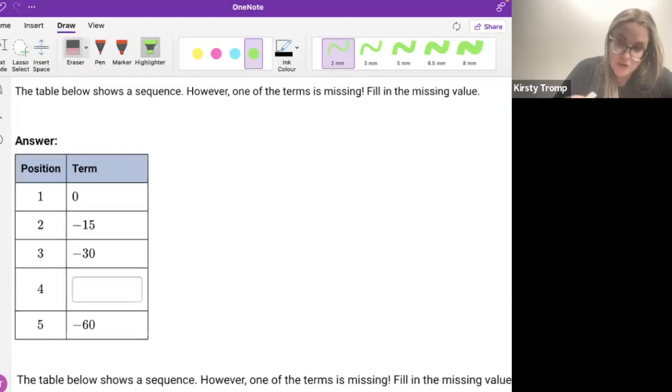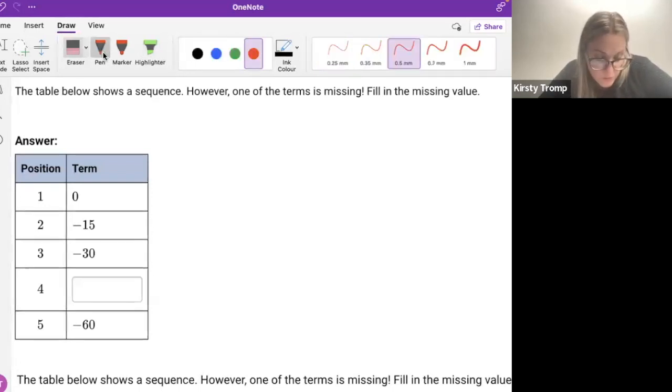Okay, for this one, I don't want you to find the rule. I just want you to find the missing number for me. So my first term is 0. My second term is minus 15. My next one is minus 30. Then I'm missing 1. And then I've got minus 60. So how am I going to work out what I'm missing each time? Who can tell me in the chat? What's my missing number going to be, guys?